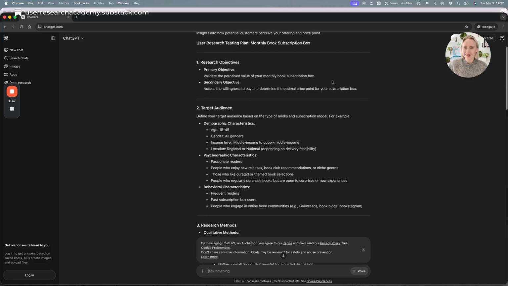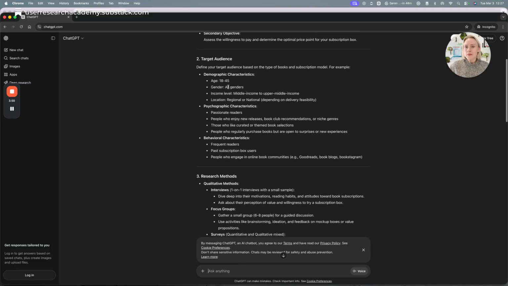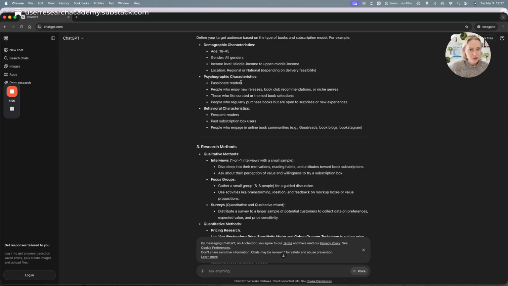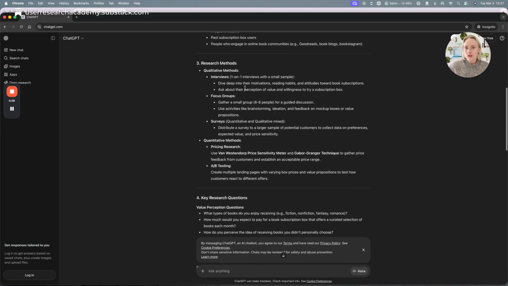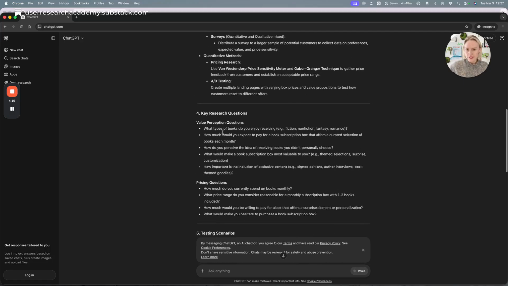So let's validate that. Here we have research objectives. So validating the perceived value. The secondary is willingness to pay. Target audience here. Wow, we have all genders, quite an income spread, quite a big location, quite a big age range, and we have passionate readers. So we also have here qual methods, focus groups. Wow, focus groups, how fun, and some pricing research and A/B testing.